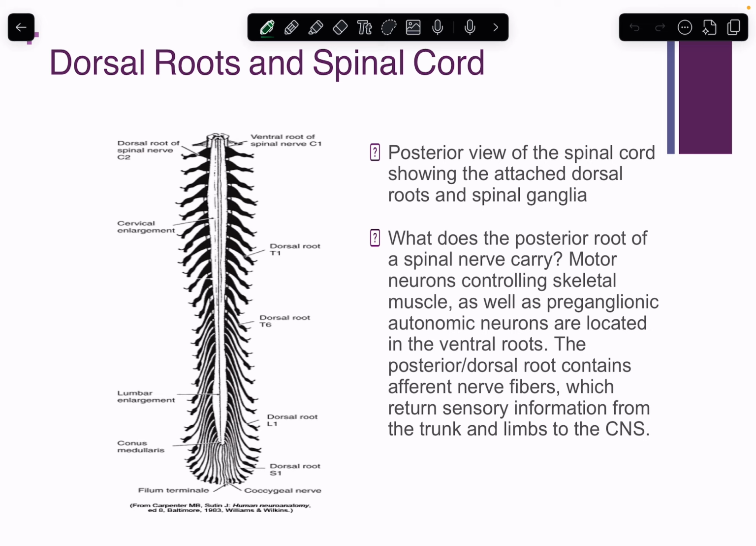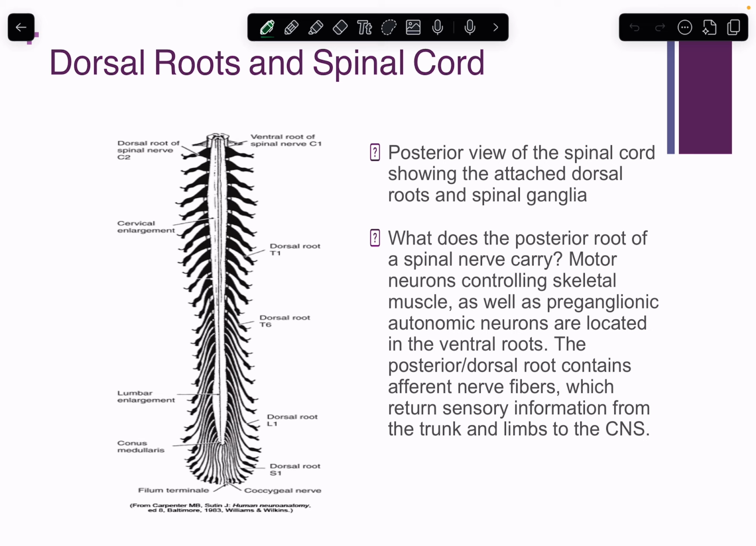So what's the clinical relevance for this cervical enlargement? Damage to the cervical enlargement, such as through spinal cord injury or trauma at this level, can result in significant loss of function, leading to weakness or paralysis in the arms and hands, as well as potential sensory deficits. Conditions affecting this area are particularly impactful due to its role in upper limb movement and sensation.